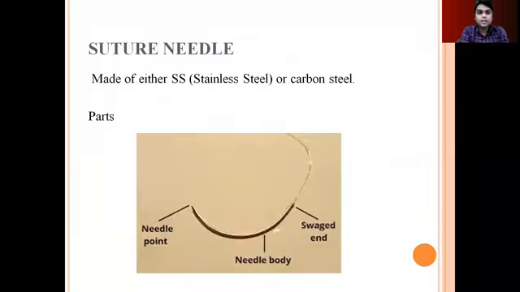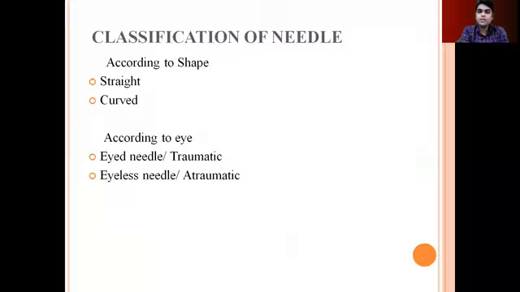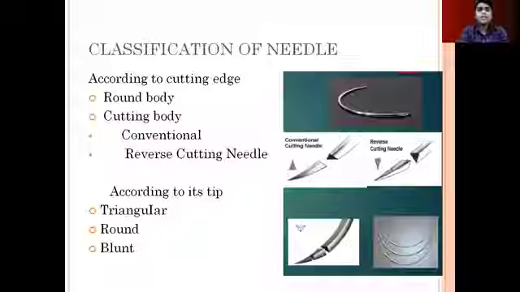Now, the suture needle is made up of either stainless steel or carbon steel. It has the following parts: the point, body, and the end. Now we move on to classify this needle. It can be classified according to shape as straight or curved, according to eye as eyed needle or traumatic, eyeless or atraumatic. According to the cutting edge, it can be round body or cutting body. The cutting body is further divided into the conventional and reverse cutting needle. According to its tip, it is divided into triangular, round, and blunt.